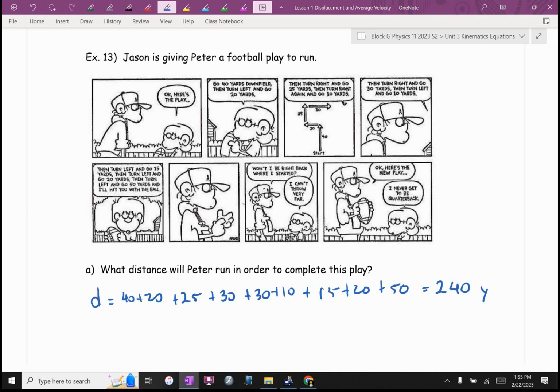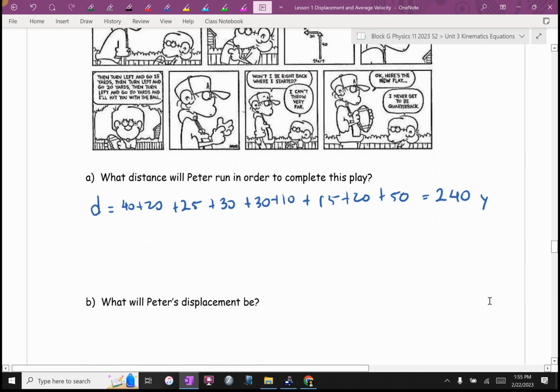If Peter ends up back where he starts from, what's his displacement? Cody, loud and proud. It's cold out there. I have taken the kids out on the field. We've run this play. The physics works. You do end up exactly where you started from. I'm not going to do that today because it's cold out there.